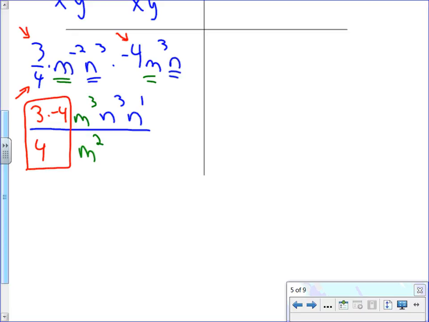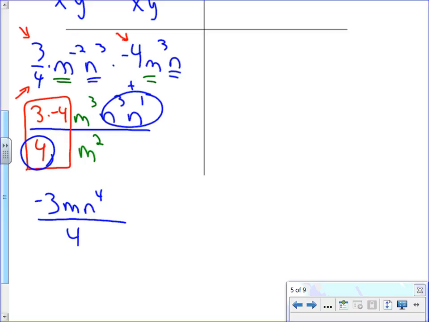This is the coefficient. Now hopefully you don't need your calculator for that, but if you do, go ahead and pull it out. 3 times -4 is -12, and -12 divided by 4 is 3. Plain old 3, except that I forgot my negative, sorry, it's -3. The m's, I had m cubed over m squared, that's an m in the numerator. And the two n's over here, I need to add those exponents, so that's going to be n to the 4. This time in the denominator, the only thing left in the denominator is that 4, and there's our final answer for that.